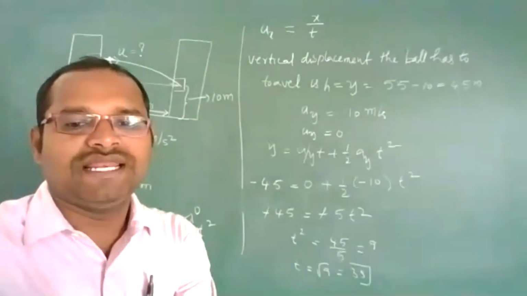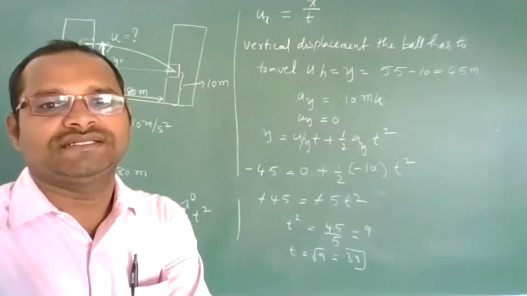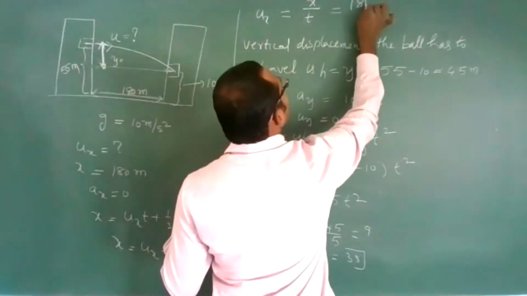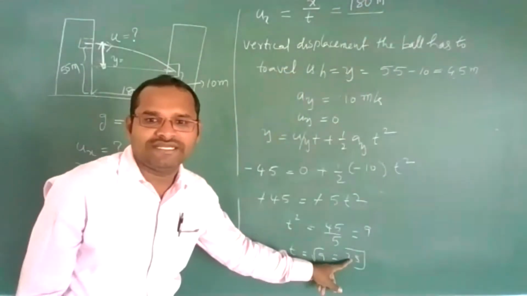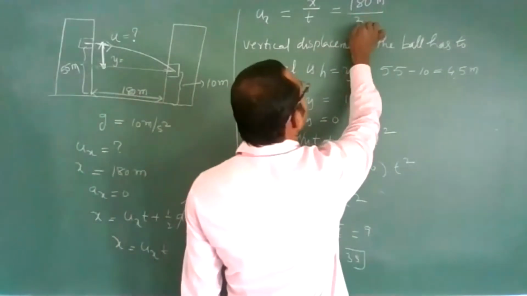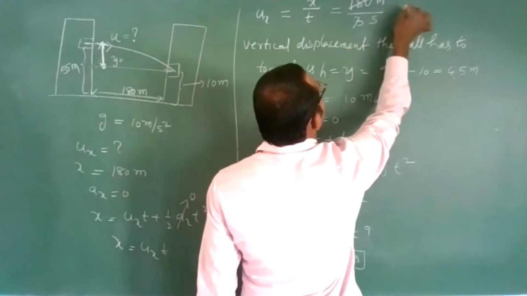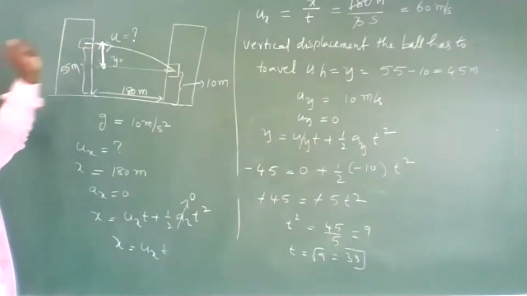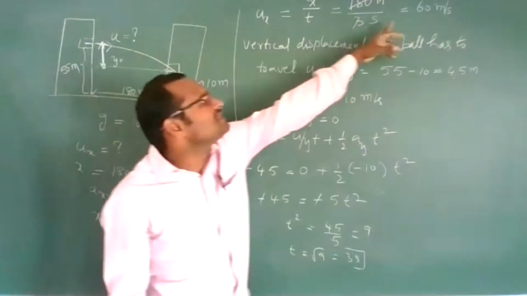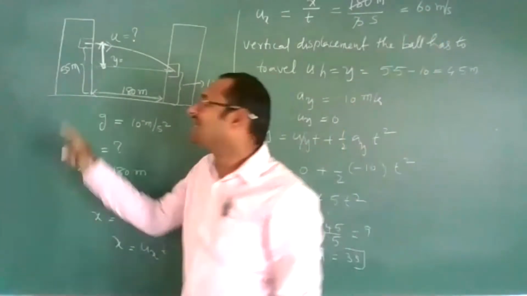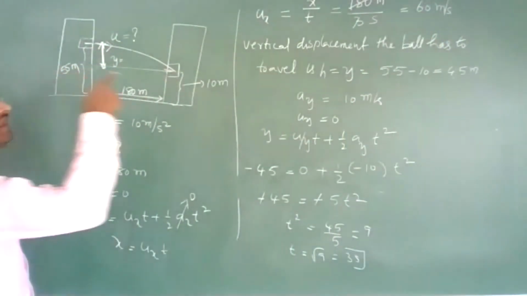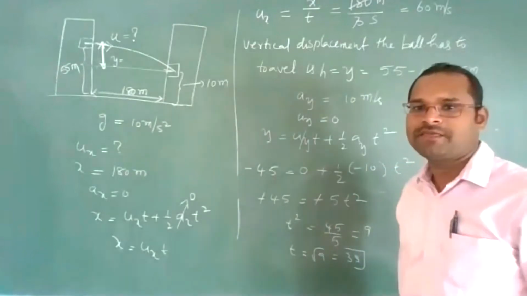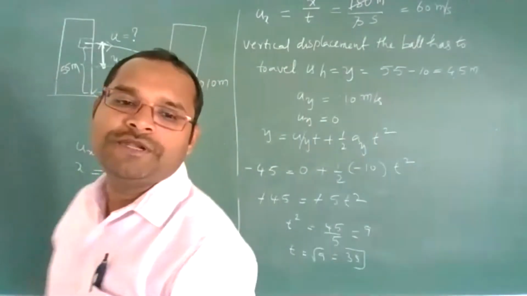So once we get t as 3 seconds, what do you need to do? Substitute here. How much does it have to travel? 180. So 180 meters upon how much time it takes to reach that window? 3 seconds. So 3 seconds. 3 sixes are 18, means 60 meters per second. That means this person has to throw this ball with 60 meters per second. Then exactly this ball will pass through this window. This is how they will ask you questions in competitive exams. How many of you understand this point?